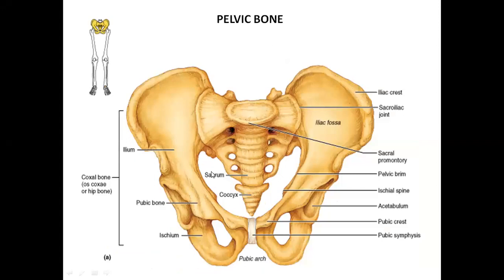So, when we did osteology, we studied the sacrum bone. We have also studied the hip bone. And at the tip of the sacrum, you find the coccyx. So, all these bones we have studied individually.